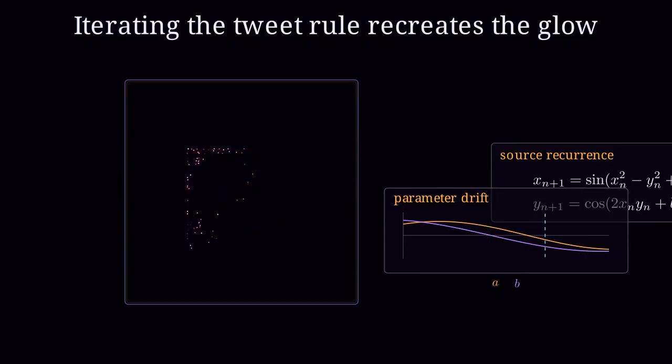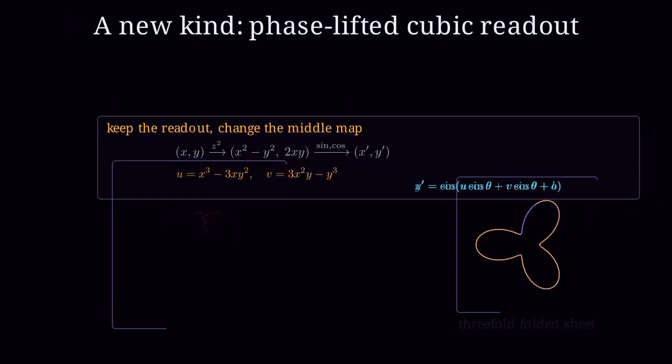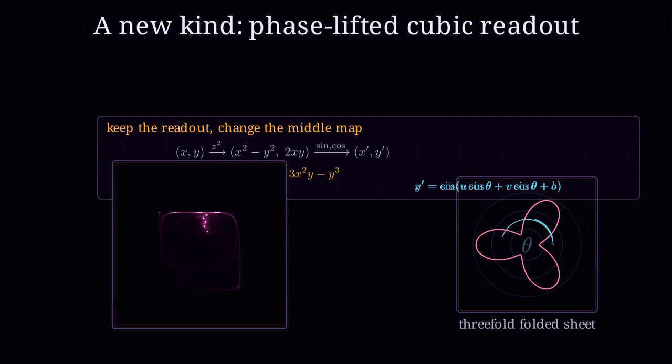A new kind comes from changing only the middle operation. Replace the square by a phase-lifted cubic, rotate that cubic phase, then keep the same sine-cosine readout.